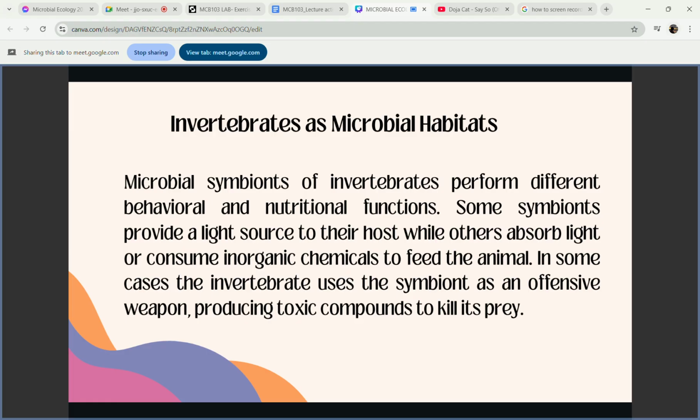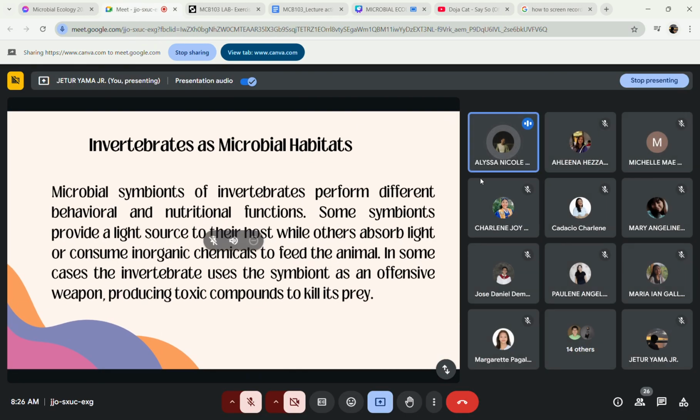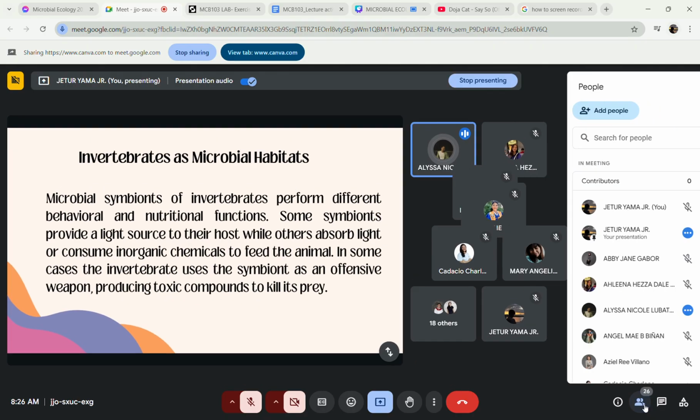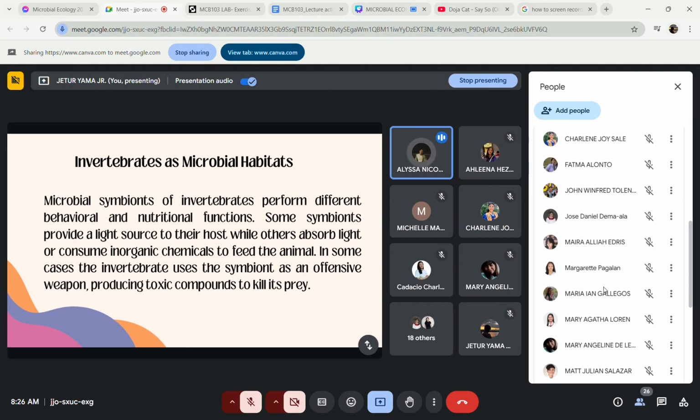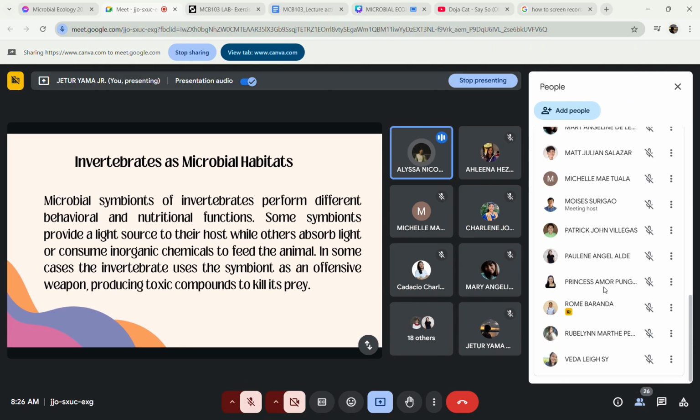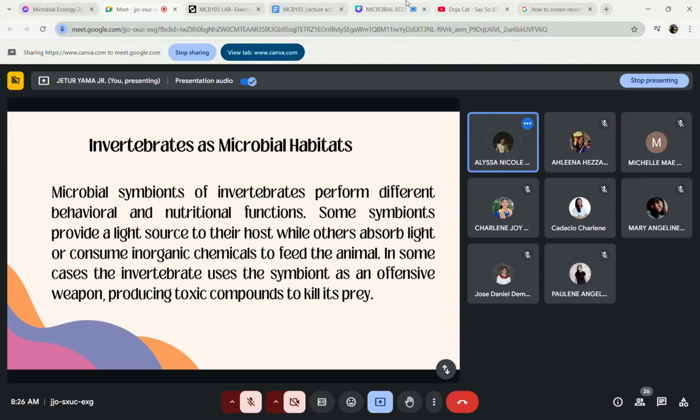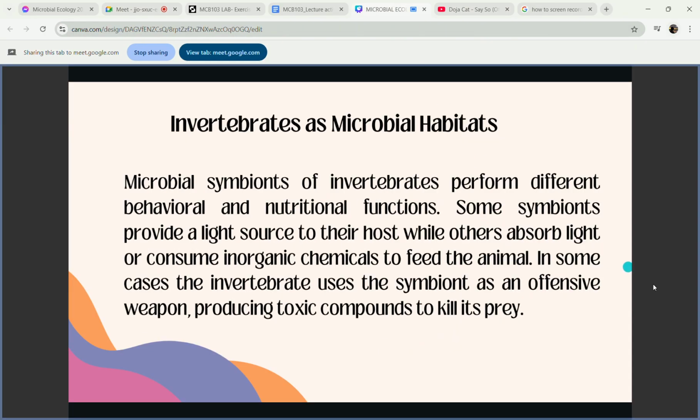So for the last microbial habitat, the invertebrates. So microbial symbionts of invertebrates perform different behavioral and nutritional functions. Some symbionts provide a light source or bioluminescence, that we will be discussing in the next slide, or consume inorganic materials to feed the animal. In some cases, the invertebrate uses the symbiont as an offensive weapon, producing toxic compounds to kill its prey.